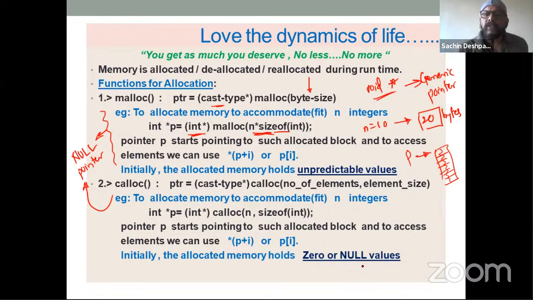And the second difference, apart from the number of parameters, is that the memory chunk allocated by calloc will always be filled with null values and zero values. So C stands for clear everything and then allocate. So this is the second difference. And this is something about dynamic memory allocation.